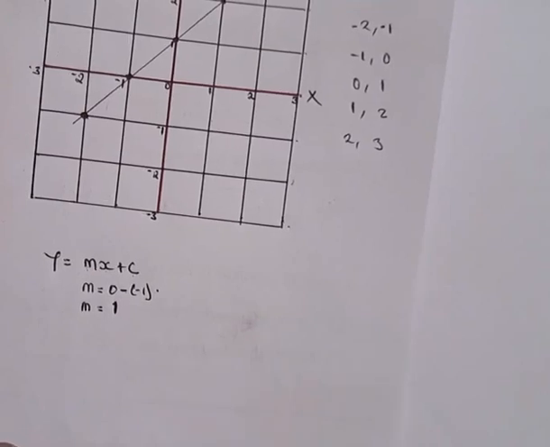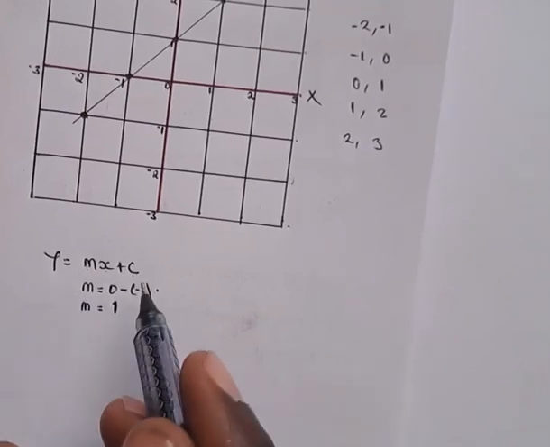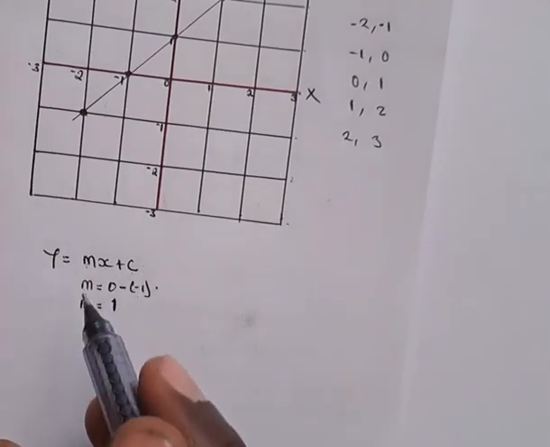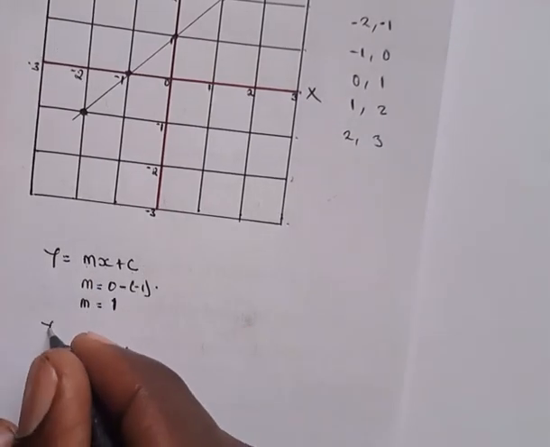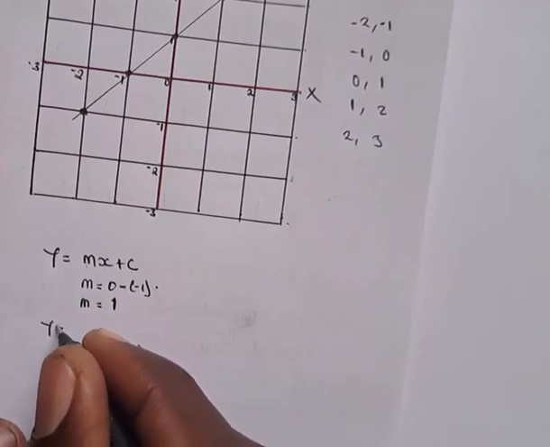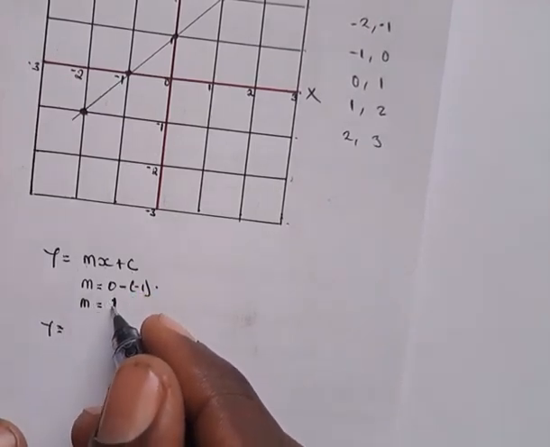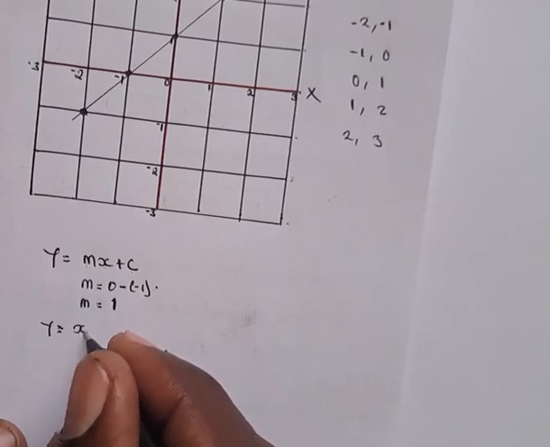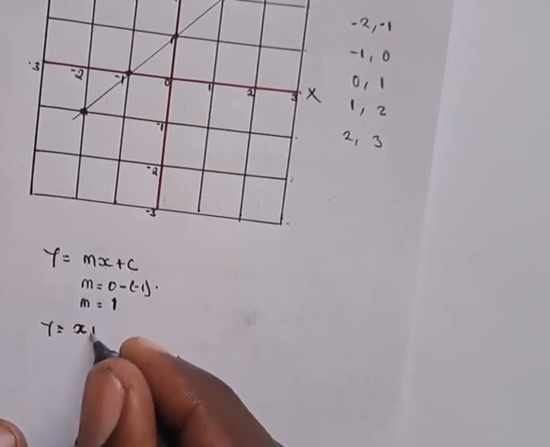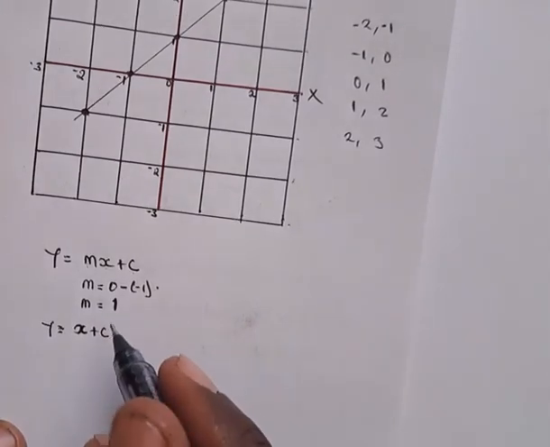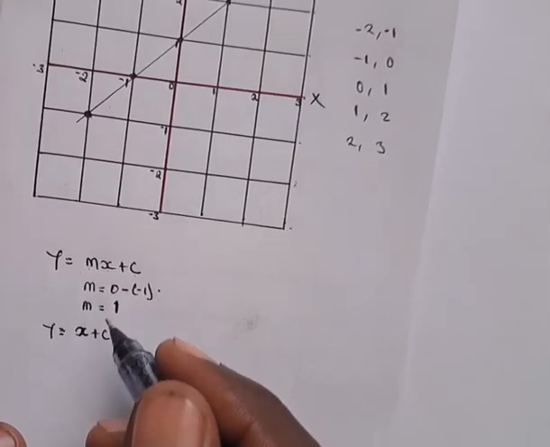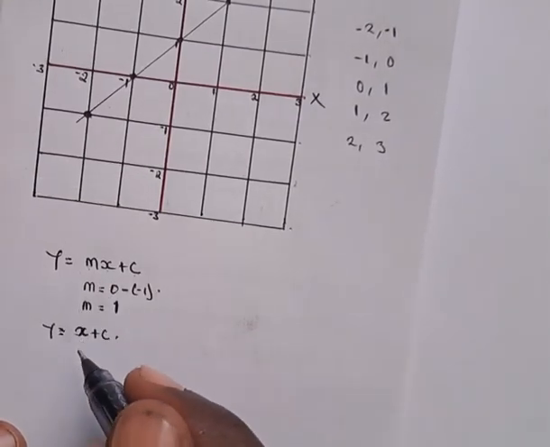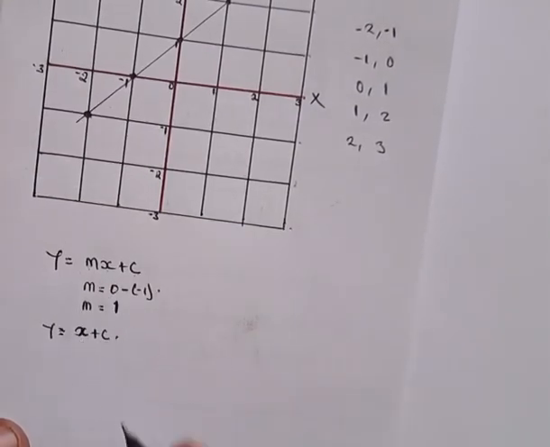Then the second step that we need to do is to rewrite this formula, but where there is m, we have to plug in 1. So we're going to have y is equal to m, which is 1, times x, that is 1x, or just x as a mathematician would write it, then plus c. So we have m, which is 1, and we know that it has been multiplied by x there.